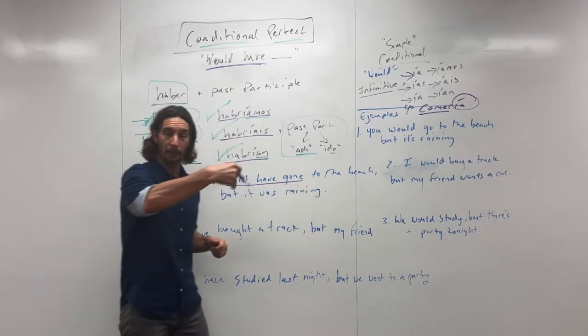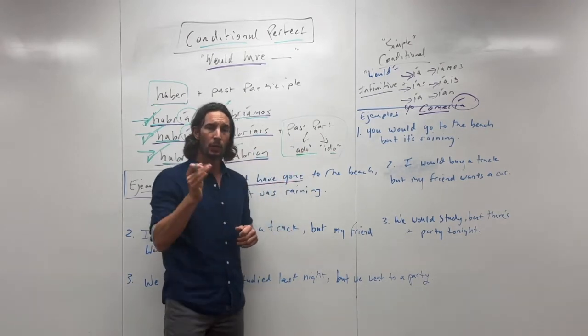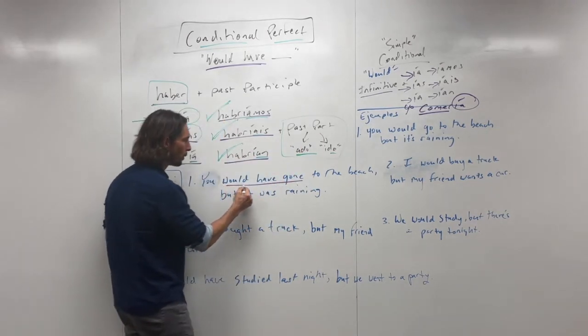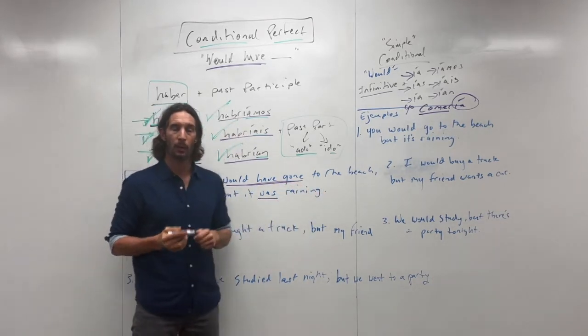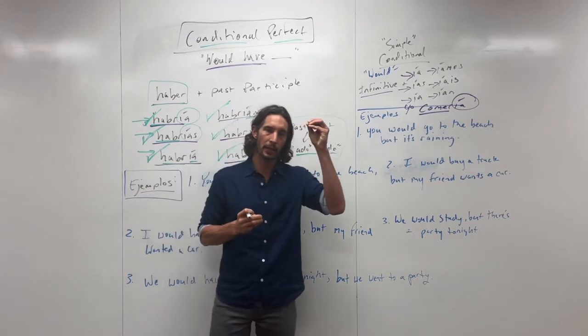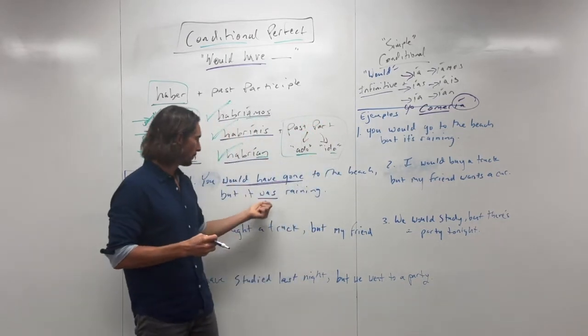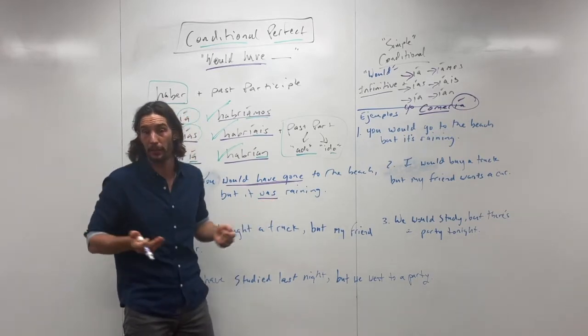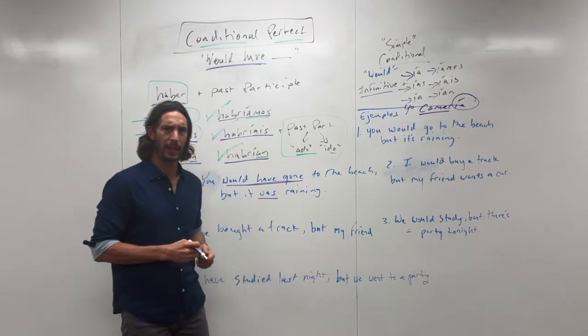You would have gone. The going to the beach is sort of come and gone, so to speak. So notice what we say here. You would have gone to the beach, but it was raining. And so notice you're pairing the conditional perfect with a past tense. And this is really the past progressive, if you will. It was raining. Estaba lloviendo. And we'll get to that in a second.